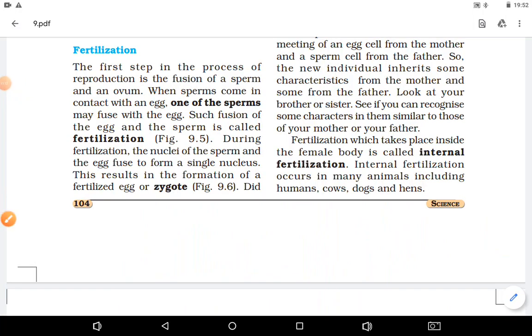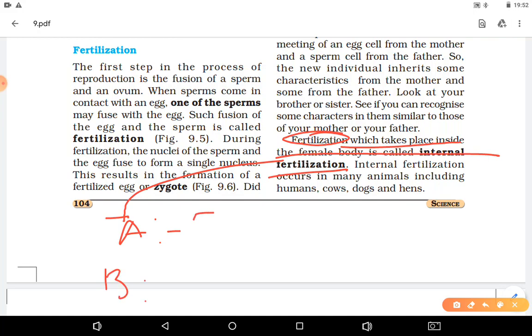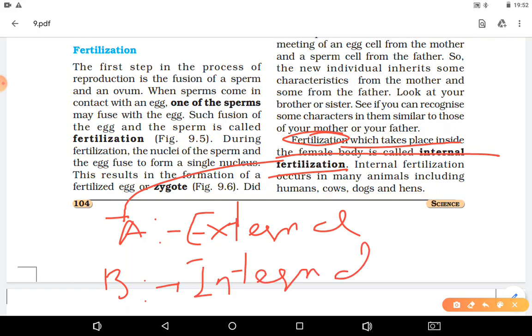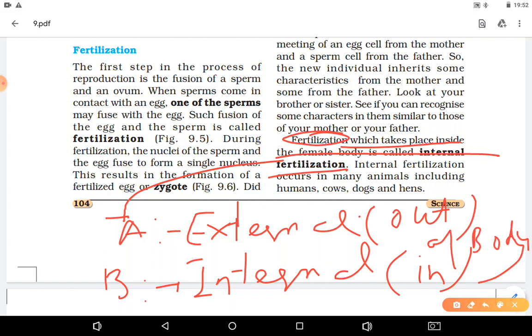Now the fertilization is classified into two types. Fertilization के दो टाइप्स हैं, A and B, external and internal. Internal means in, external means out, of the body. External fertilization, internal fertilization. अभी हमारे ह्यूमन बींग्स में क्या होता है?